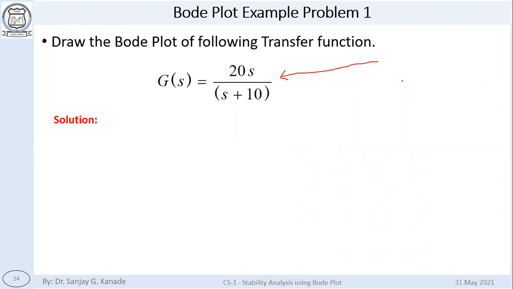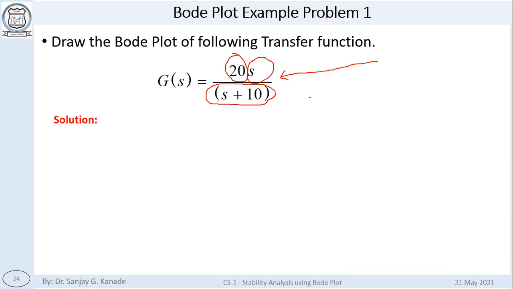Anyone would like to pitch in? What shall we do first? We have to see how many major factors, basic factors, are there. There seems to be this one factor 20, which is the gain factor. Then there is this s in the numerator, which means the derivative factor. And there is this first order factor in the denominator, right? However, shall we start with the gain 20?